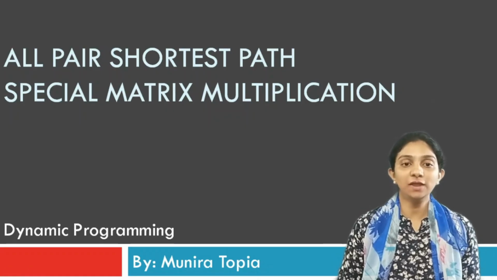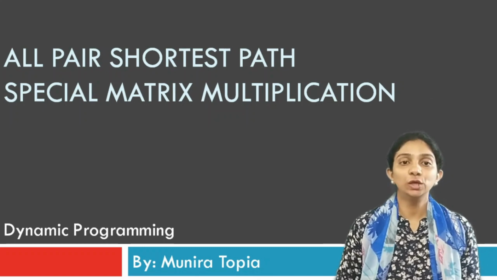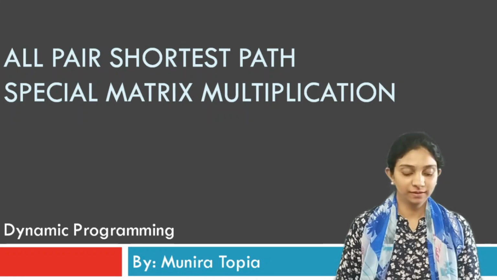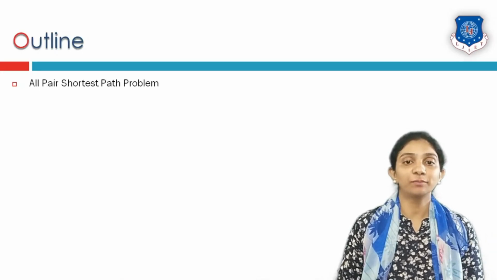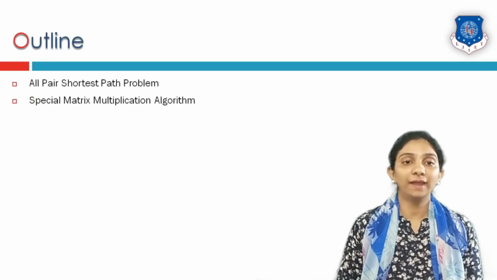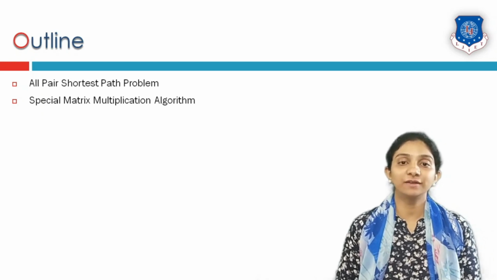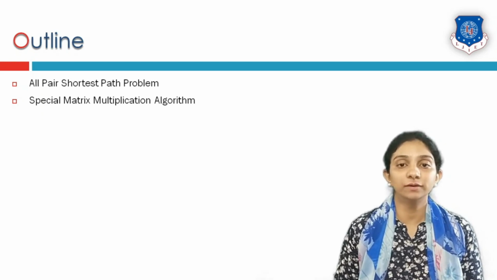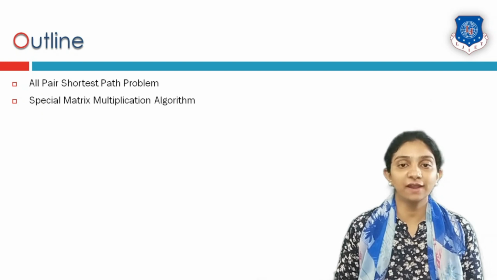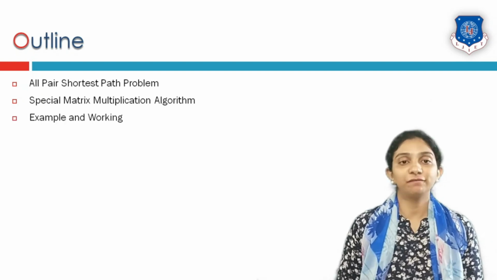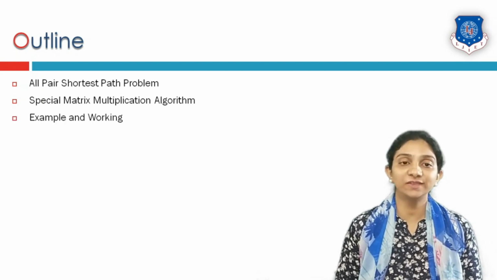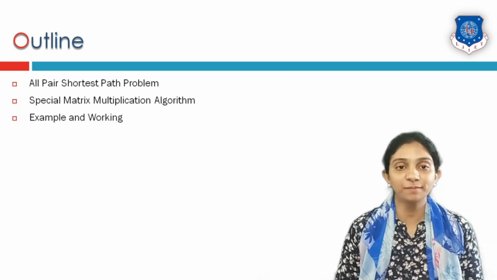We are going to study all pair shortest path using the special matrix multiplication method. All pair shortest path problem is followed by what the special matrix multiplication method is, which we will understand with the help of an algorithm, and finally we will work with one example of all pair shortest path.